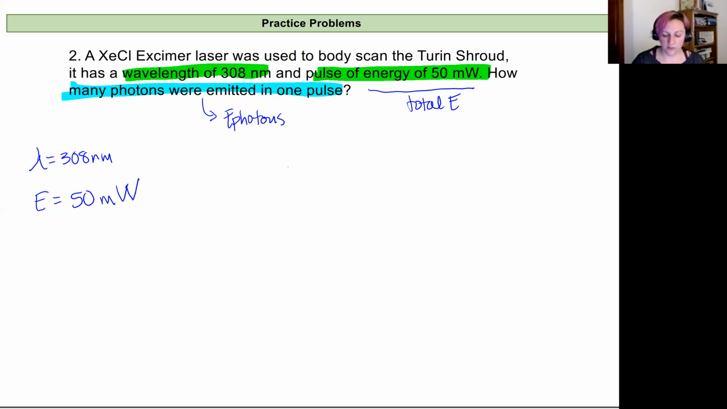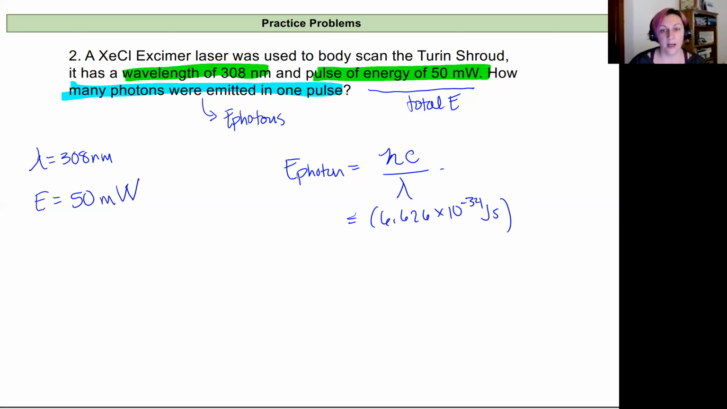So the energy of a photon is equal to Planck's constant times the speed of light divided by the wavelength. With just that wavelength piece of information, we have enough to calculate the energy of the photon. Either the frequency or the wavelength can get us to the energy of the photon. So this is going to be equal to 6.626 times 10 to the negative 34th joule seconds, that is my Planck's constant, times the speed of light, which is also a constant, 3.00 times 10 to the 8th meters per second.